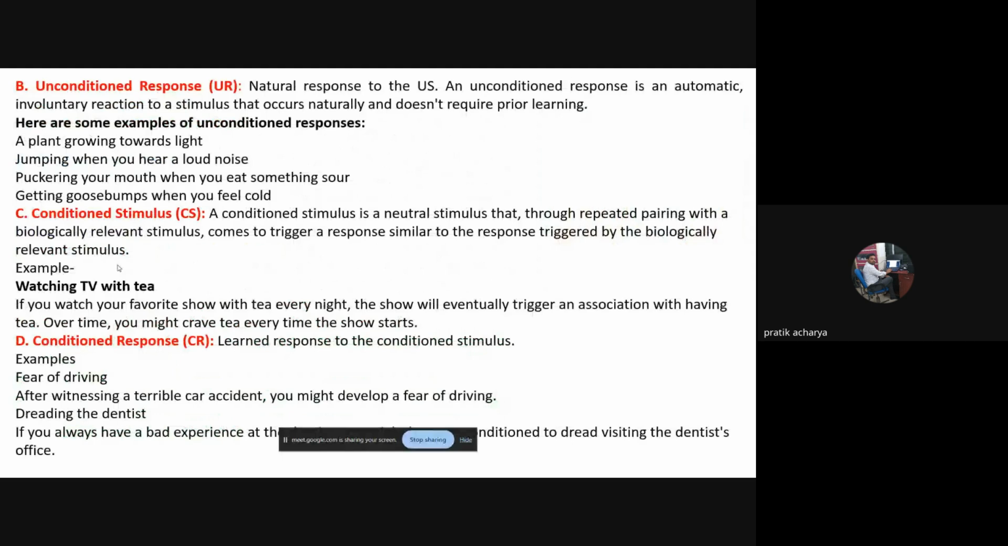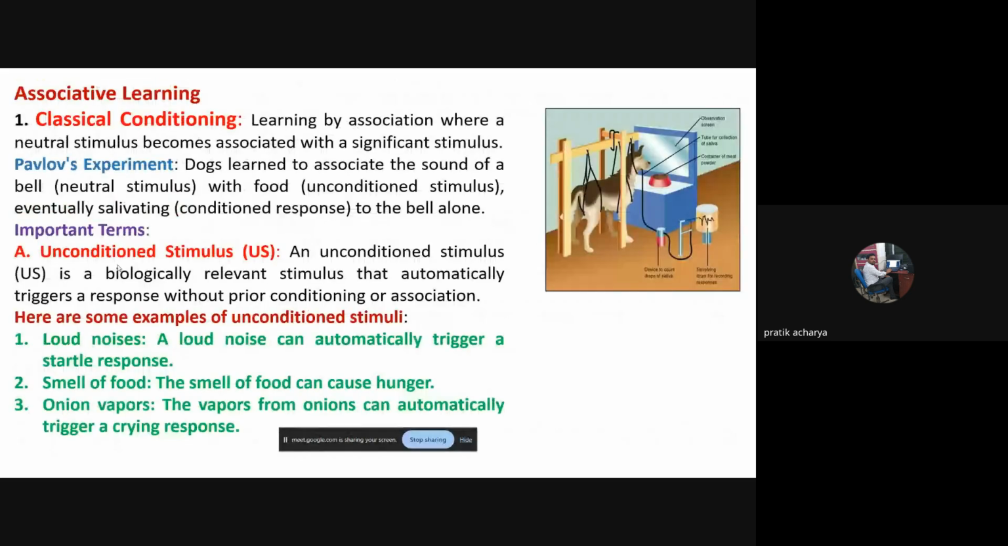Okay. In unconditioned, that is the unconditioned stimulus, and there is a response for the unconditioned stimulus. The dog experiment is the conditioned part, but that is the experiment of this classical conditioning. These examples are given: loud noise, smell of food, onion vapor. All these are unconditioned. That means it generalized for all.